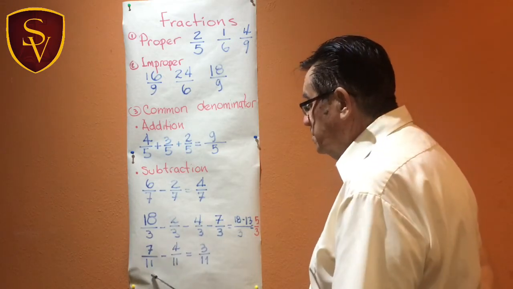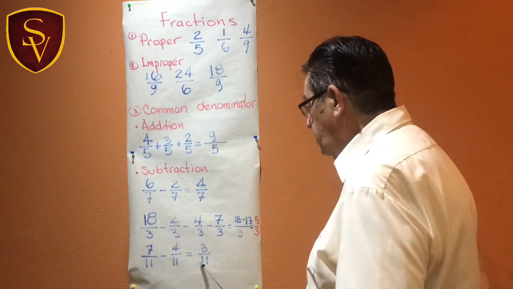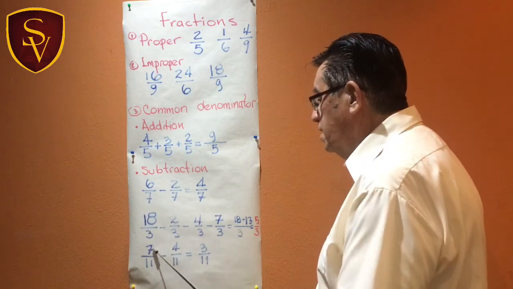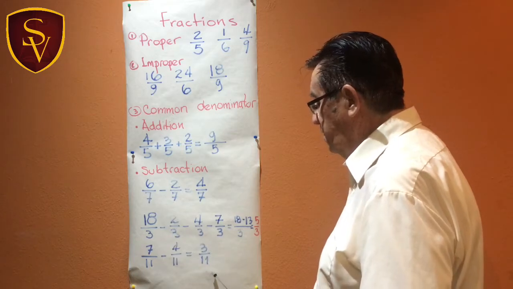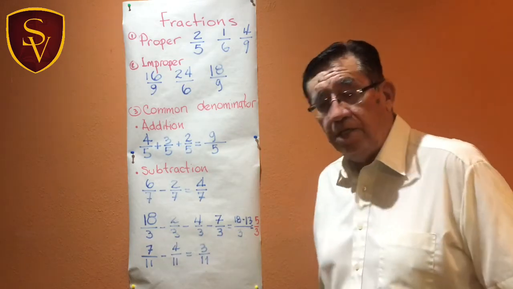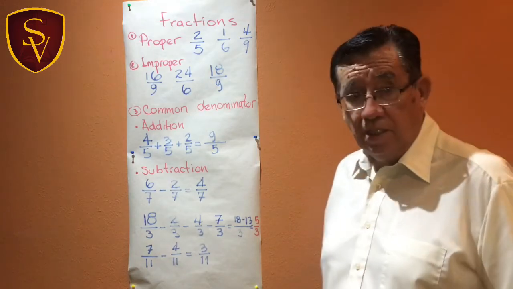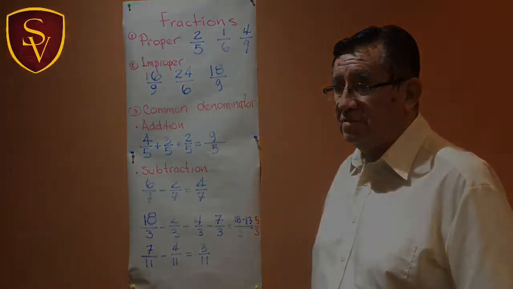When we have numbers like this, 7/11 minus 4/11, we copy, we write the same denominator, and we subtract 7 minus 4, which is going to be 3/11. So this is the way we have to do subtraction and addition of proper and improper fractions.